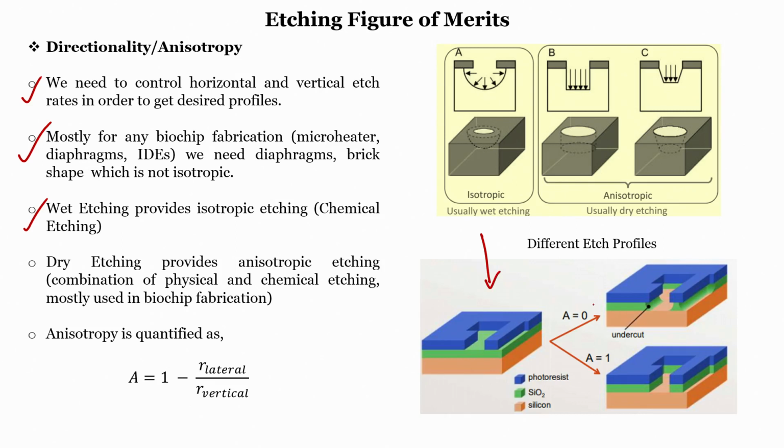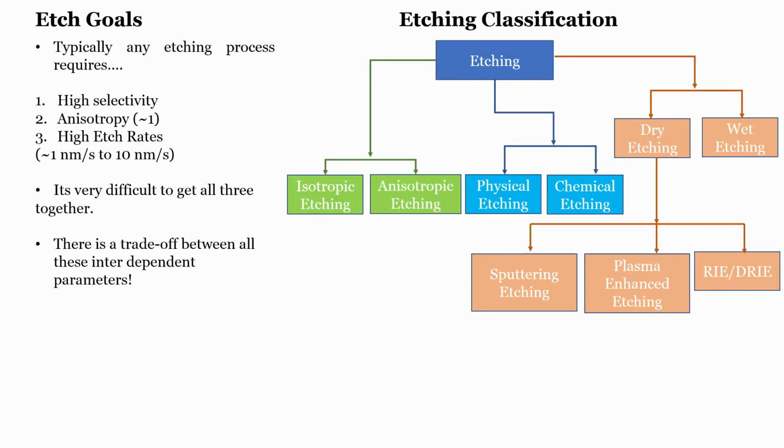Here, if the anisotropy is 0, then we will have the undercut, which you can see here in a 3D representation. But if the anisotropy is 1, then we have a perfect etching of the desired area. So, this is the importance of the etching figures of merit.